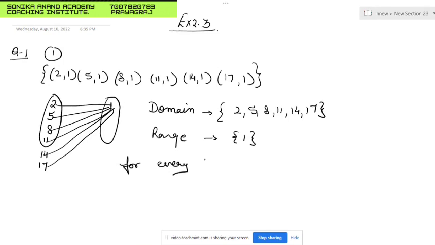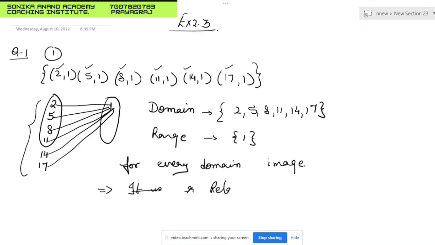for every domain, we have an image. And all the domains are different. Domains are not repeated in any of the ordered pairs. So when the domains are not repeated, this relation represents a function. This relation is a function.